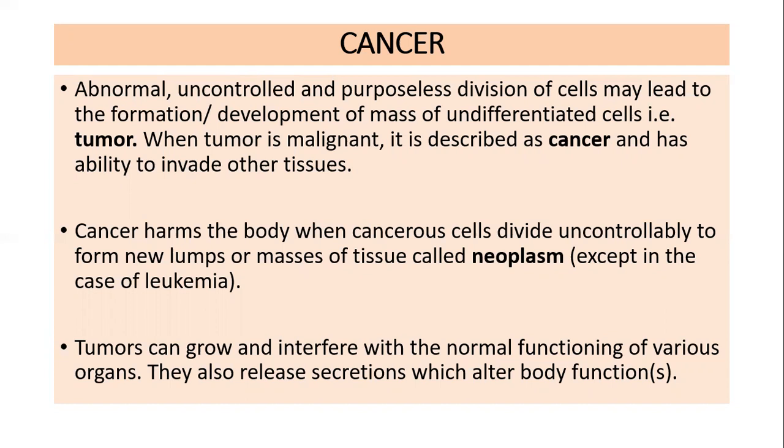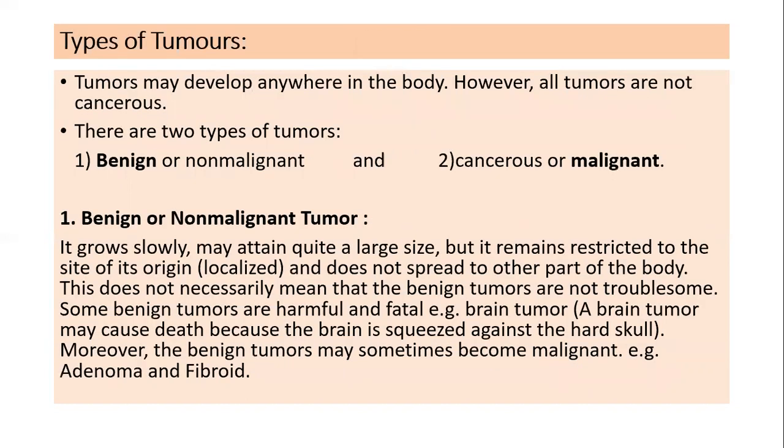Now, tumors can grow and interfere with the functioning of the body organs. Sometimes they may release certain secretions also, which can change, stop or reduce your body functions. Next, types of tumors. As I told you, all tumors are not cancerous. So there are 2 types of tumors. One is benign tumors, another is malignant tumors or cancerous tumors.